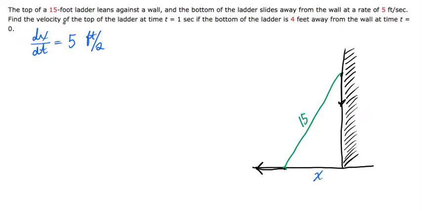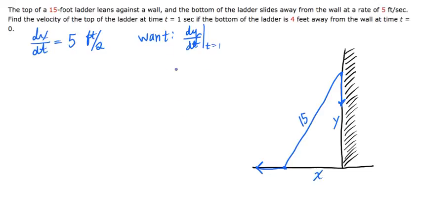Now we want to find the velocity of the top of the ladder at time t equals 1 second if the bottom of the ladder is 4 feet away from the wall at time t equals 0. So we'll come back to the 1 second part, but the point is that we want to find the velocity of the top of the ladder at this point in time. That is, we want to find how fast the top is going down the wall. So we need a variable for the distance between the top of the ladder and the ground, because what we want to find is the rate at which y is changing. That would be how fast the top of the ladder is sliding down at the moment when t is 1 second.